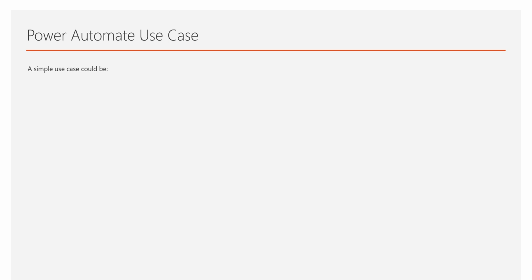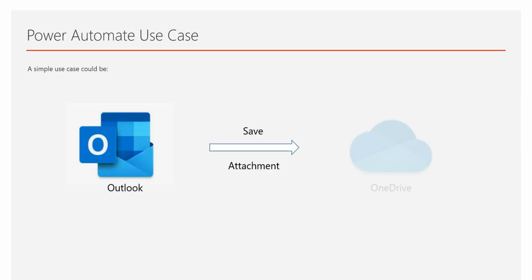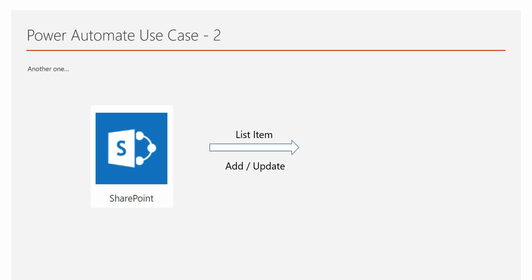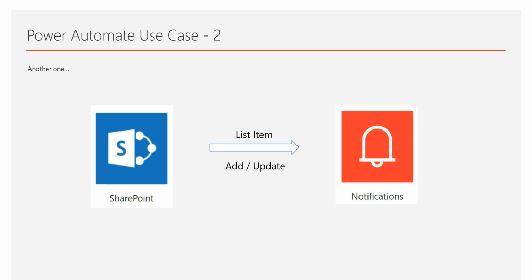To understand Power Automate better, we can consider the following example. If you want to save your Outlook attachment to OneDrive whenever any new email arrives, then you can use Power Automate. Similarly, if there is any update or addition in your SharePoint list, you can send notifications.